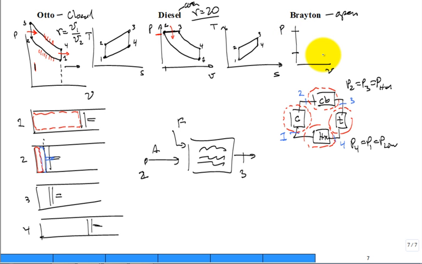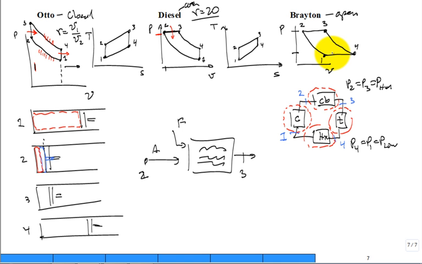Now we're going to compress it and go up from 1 to 2, going through the compressor. Now you go through the combustor, it's going to heat it up, the pressure stays the same. There's state 3 on a PV diagram. Now I need to go back down to state 4, and then 4 back to 1. There's our Brayton cycle on a PV diagram.